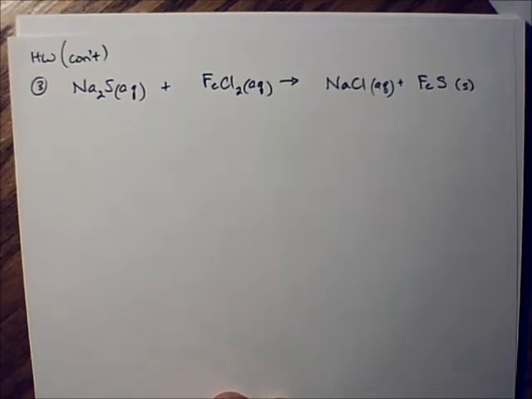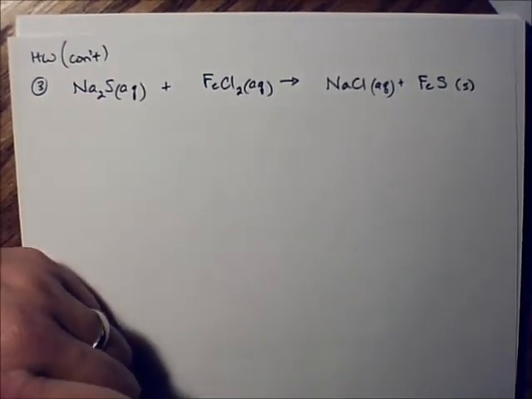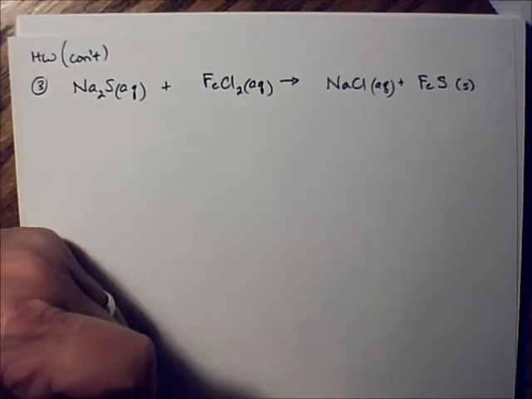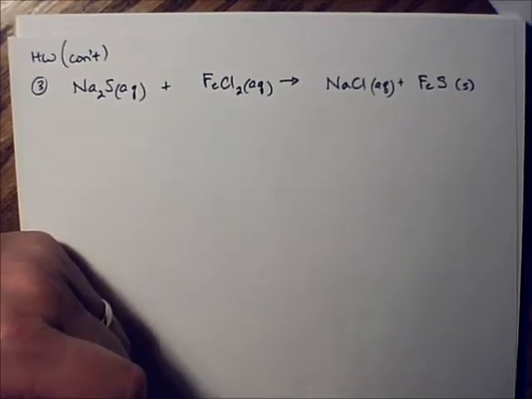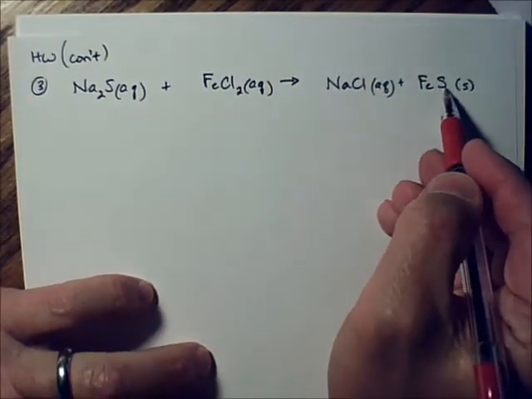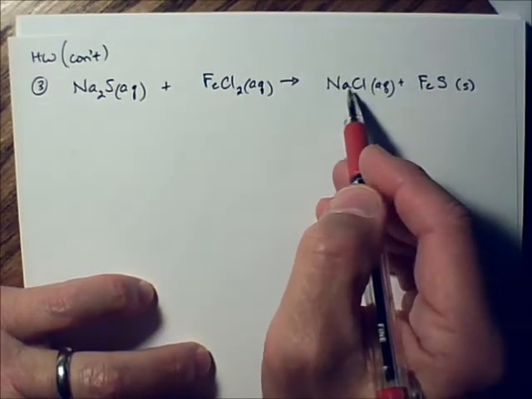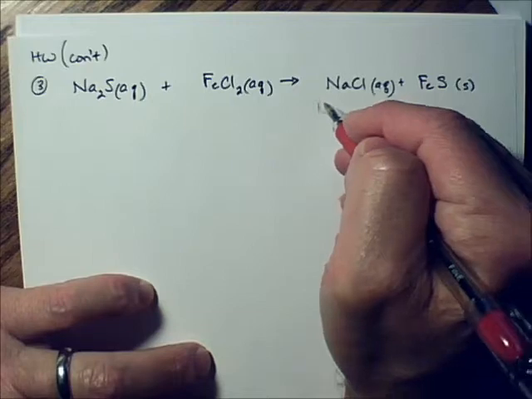Now notice I said iron sulfide. Iron has two different oxidation numbers. We just don't yet know what the oxidation number is for this iron. Okay, we've got to figure it out. So to balance the formula for this, I'm going to have to figure out what the charge is for iron over here. Now let's go do sodium chloride first.